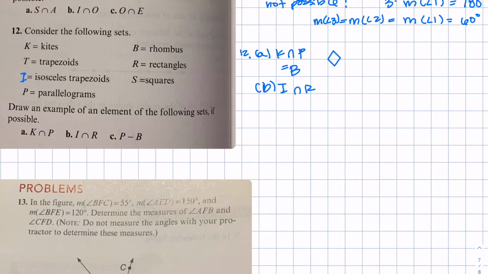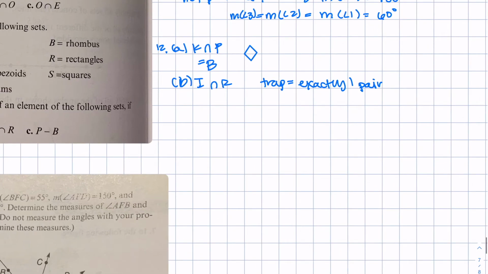So remember, trapezoids have exactly one pair of parallel sides, and rectangles have two pairs of parallel sides.